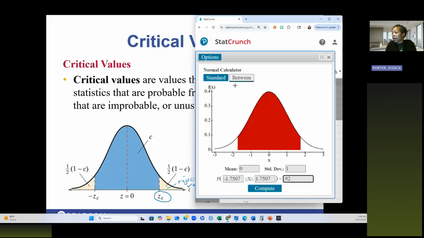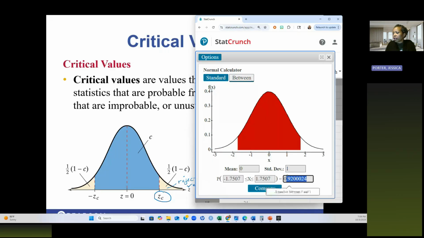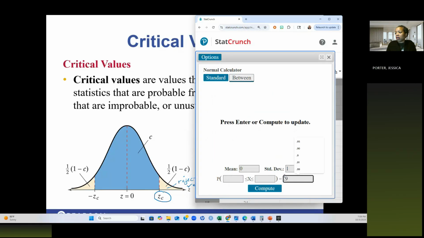All right, I'm already here. Normally when you open it up, it'll open up to standard. You will go to between, you will put your area. Oh, let me back up a little bit.